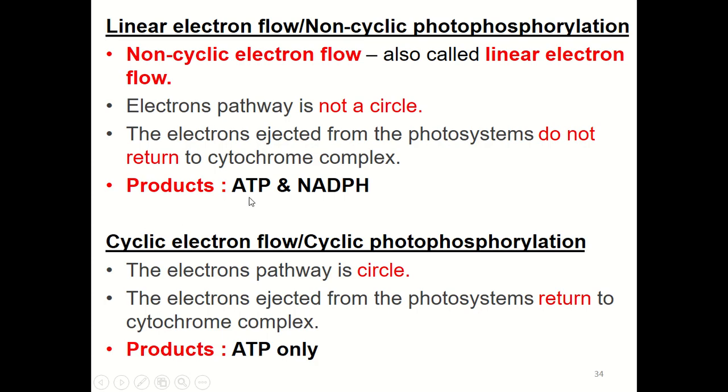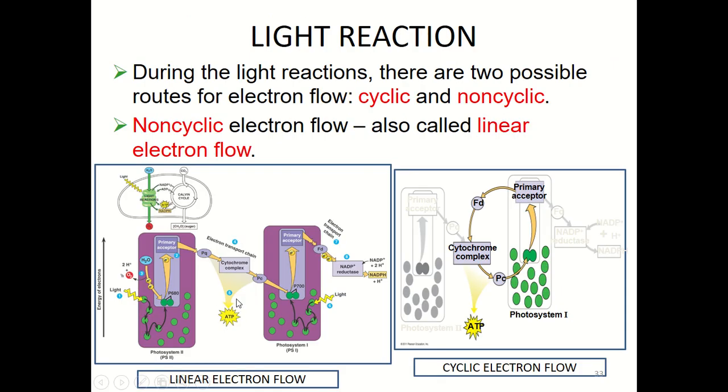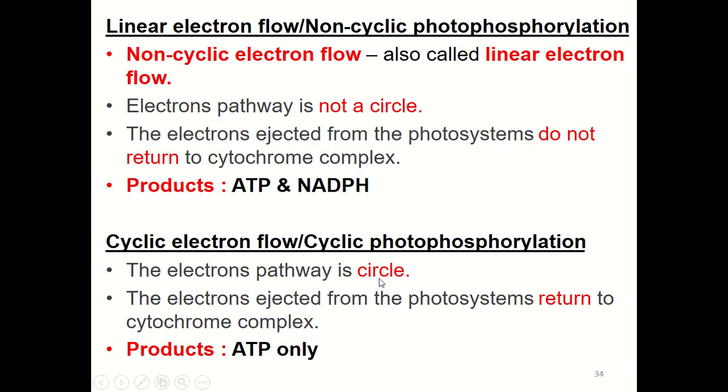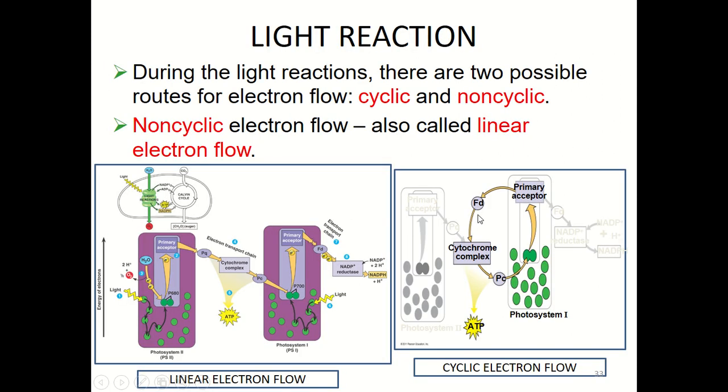Then the products are ATP and NADPH. Okay, sorry. The products are ATP and also NADPH. Meanwhile, for cyclic electron flow, the electron pathway is a cycle, and the electron that is ejected from the photosystem will return to the cytochrome complex. Okay, ta-da, back here, and the product is only ATP. No NADPH is being produced.